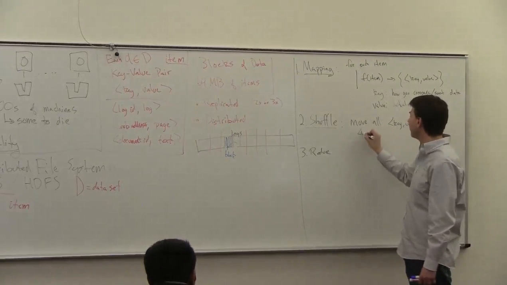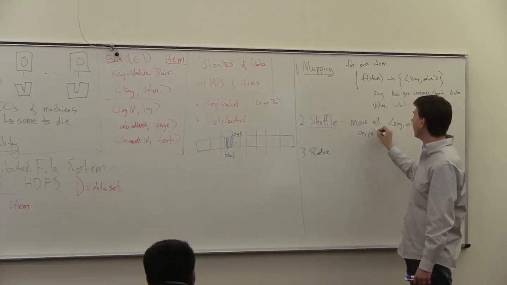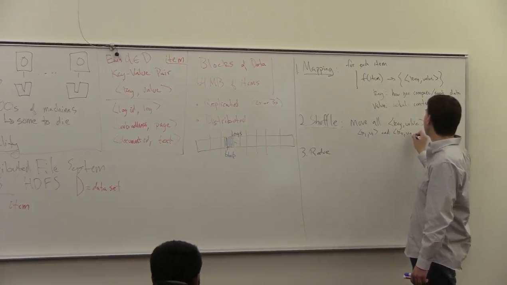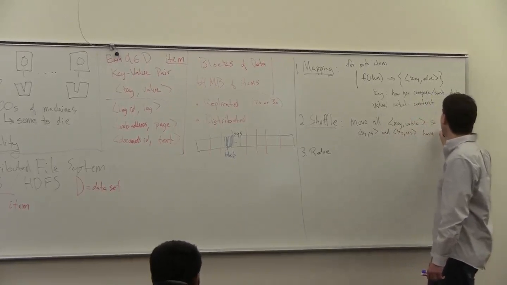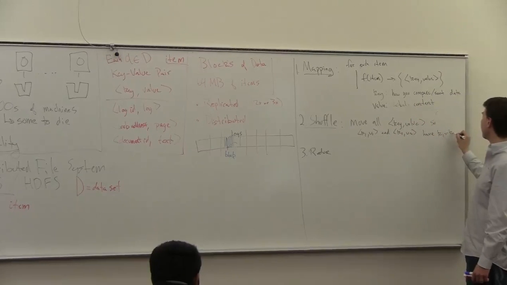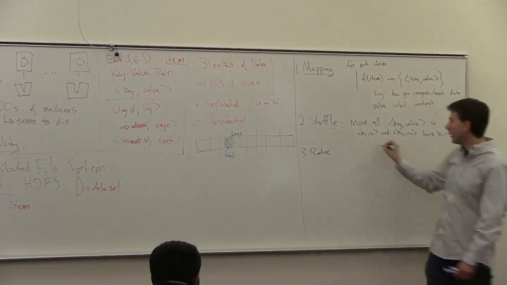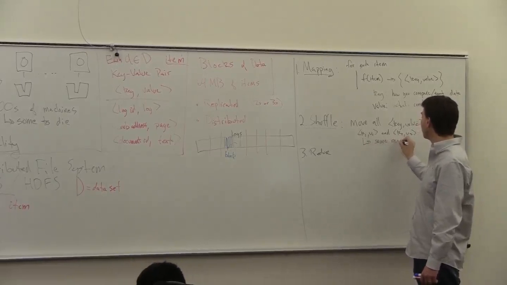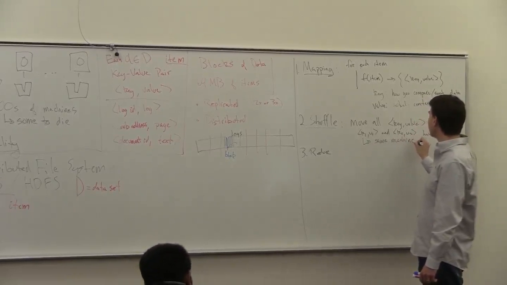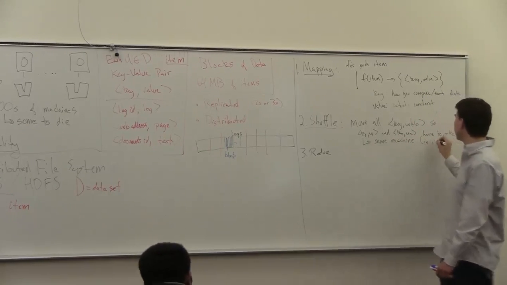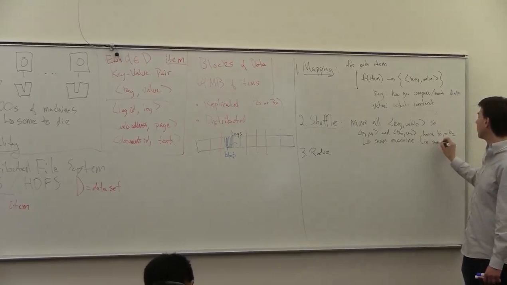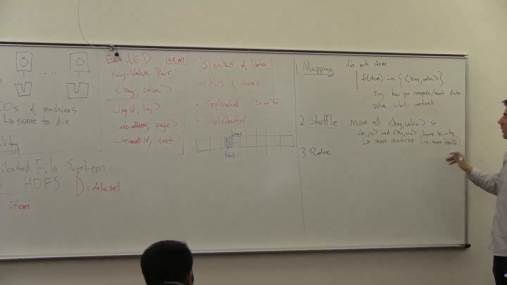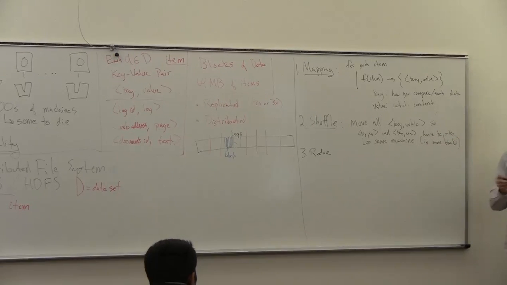So if K1, V1, and K2, V2 have the same keys, then these are going to be on the same machine, and this really means in the same block. So the shuffle step is reorganizing the data.